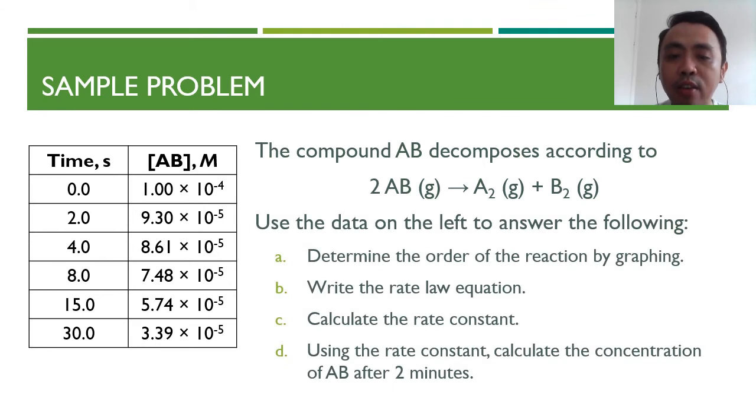From the data gathered on the left, we are asked to first determine the order of the reaction by graphing, then write the rate law equation. After this is done, we are asked to calculate the rate constant, and using the rate constant, we are asked to calculate the concentration of AB after 2 minutes.